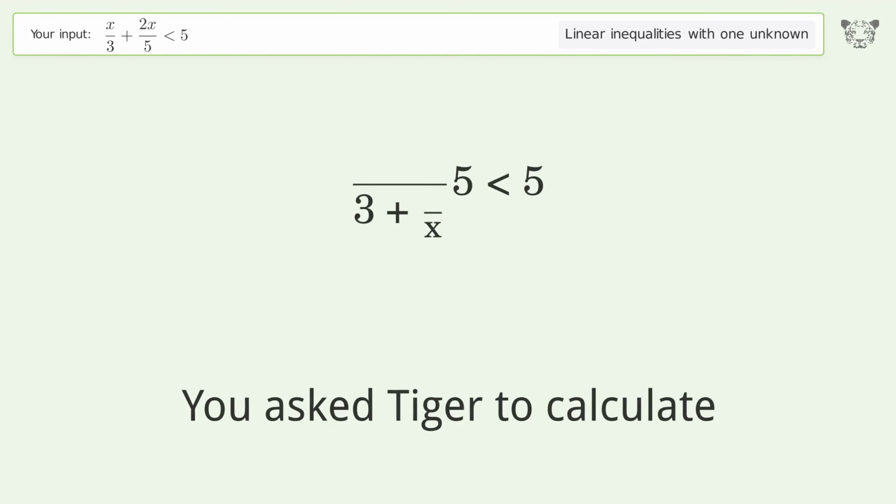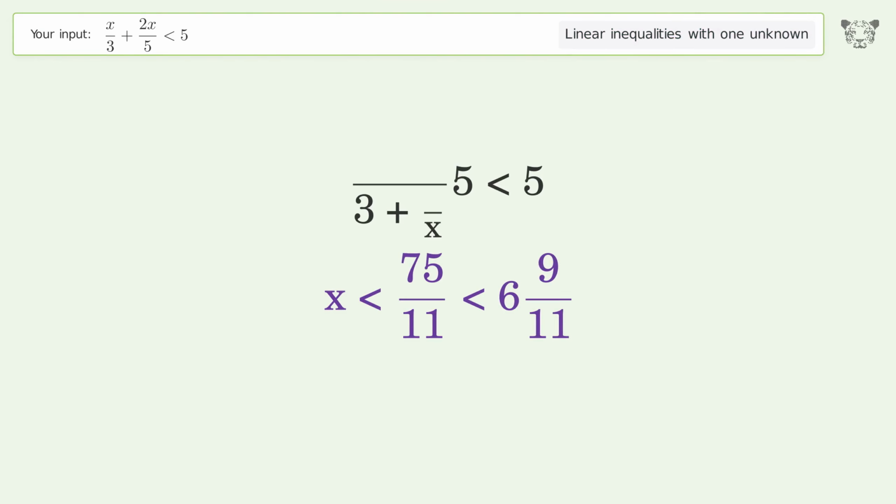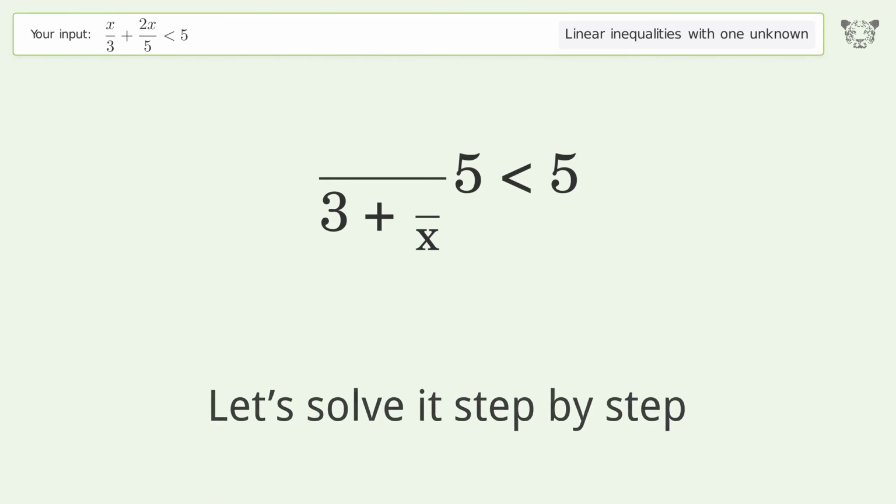You ask Tiger to calculate. This deals with linear inequalities with one unknown. The final result is x smaller than 75 over 11 smaller than 69 over 11. Let's solve it step by step.